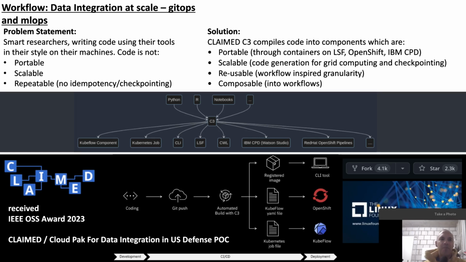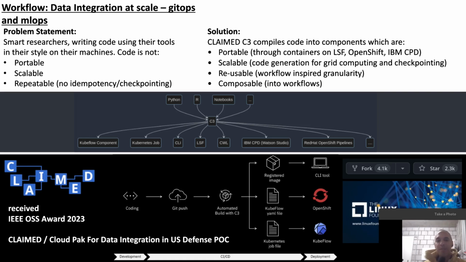So we have also GitOps and MLOps in place. That means actually the code the researchers are writing, we need to sometimes review it, but the idea is we can go from Python or R on notebooks via the C3 compiler of CLAIMED, and that compiles directly to Kubeflow pipeline components or to Kubernetes jobs. We can run the code from the CLI. Also, we plan to support different job schedulers like Slurm and LSF. And also at the moment it compiles CWL, so Common Workflow Language tasks.